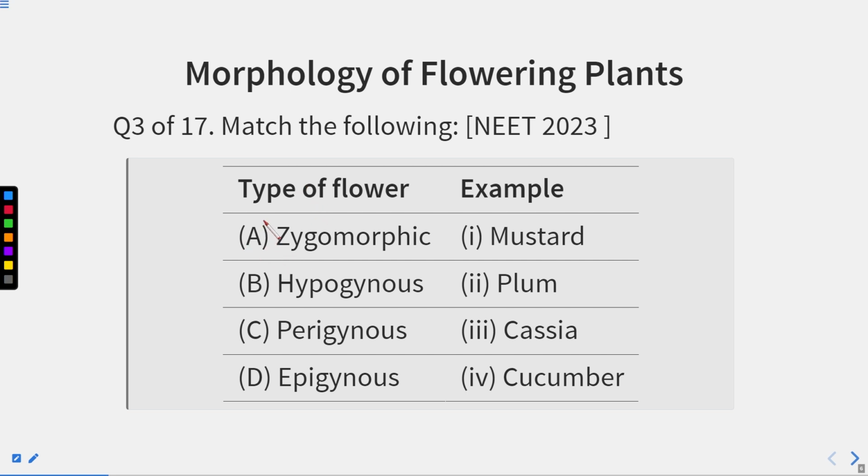Zygomorphic. Which one is zygomorphic? Cassia. So this is A. Hypogynous. Which is the hypogynous flower here? Cucumber. This should be B. Then perigynous. Perigynous is plum. And then we have epigynous. Epigynous should be mustard.